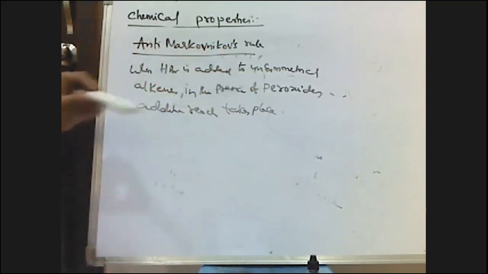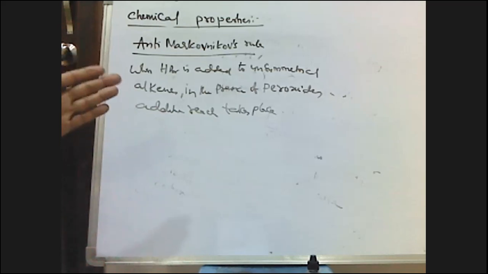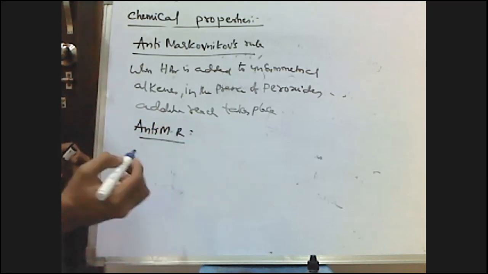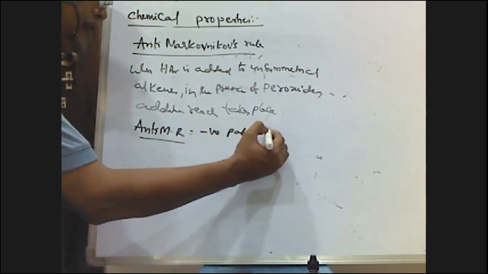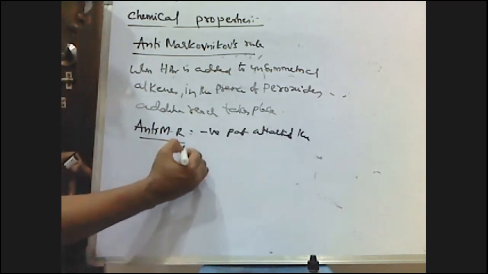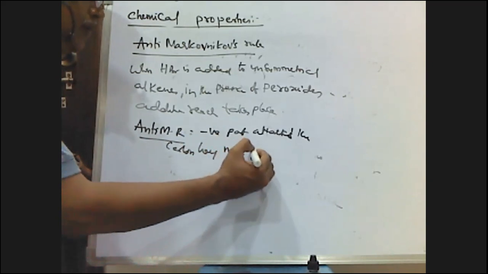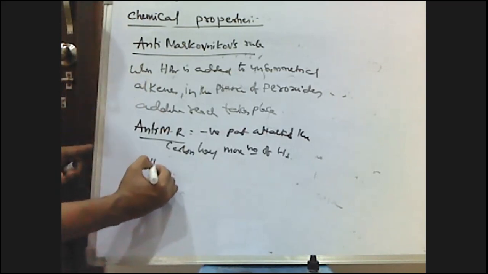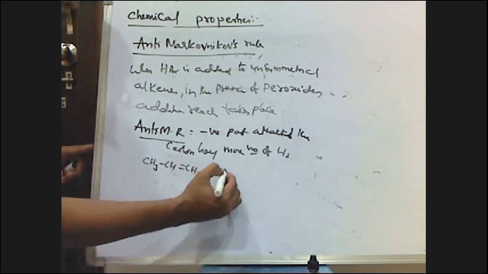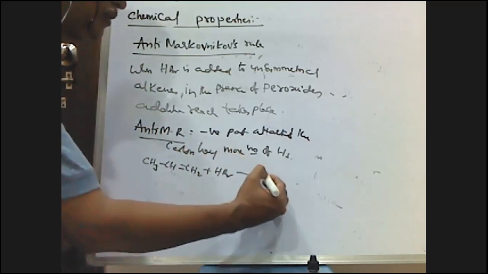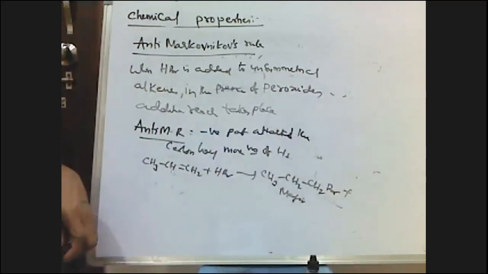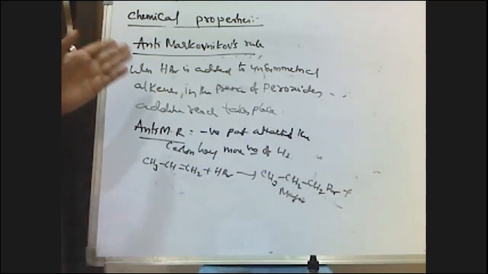In the presence of peroxides, it follows the anti-Markovnikov rule. In the Markovnikov rule, what we have seen is that the negative part of the adding part attacks the carbon having less number of hydrogens. According to the anti-Markovnikov rule, the negative part attacks the carbon having more number of hydrogens. For example, if you take propene plus HBr, this is the major product, and the second one is the minor. So this is regarding the Markovnikov rule and anti-Markovnikov rule.